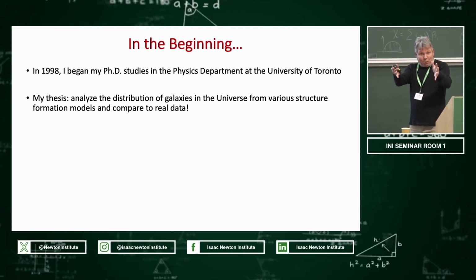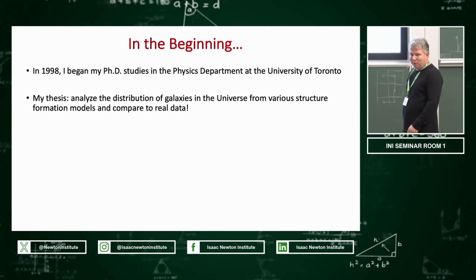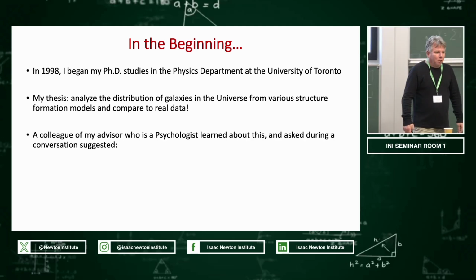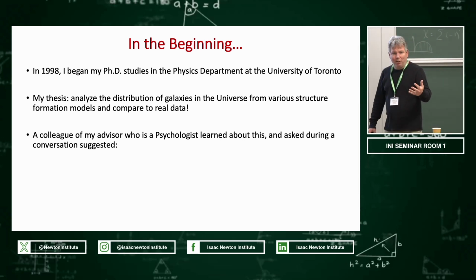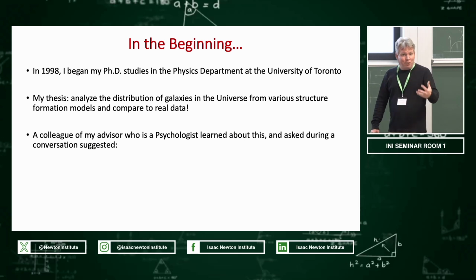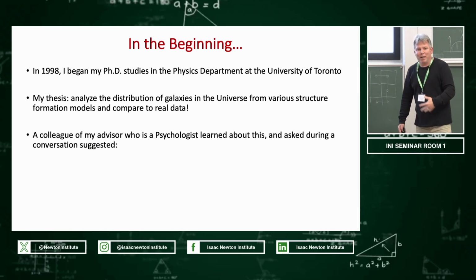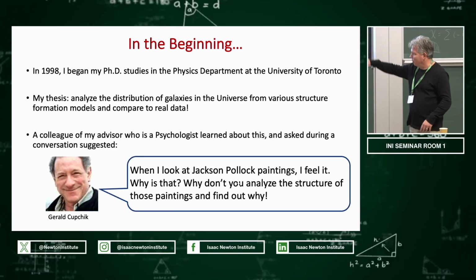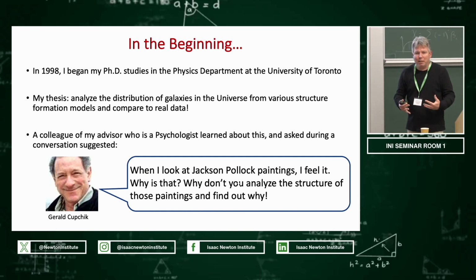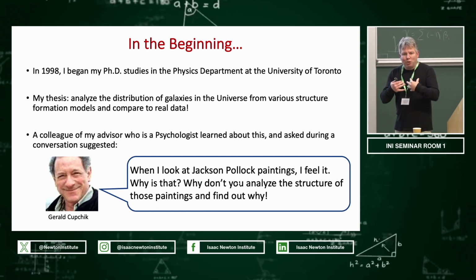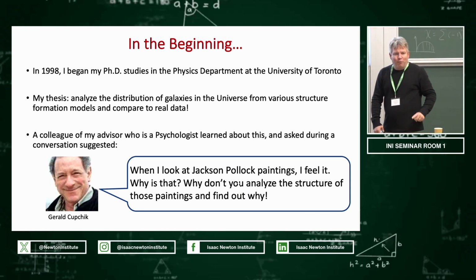Okay, and we were going to do fractal analysis, because that was in vogue at the time in astrophysics and cosmology. Well, along came a colleague of my advisor who is a psychologist, and he was interested in aesthetics. He heard us talking about this fractal structure analysis, and so he said, this is him, Gerald Cupchik, he said, you know, hey, when I look at Jackson Pollock paintings, I feel it. It does something to me. There's a structure in those images. You go look at those images and figure out what it is.